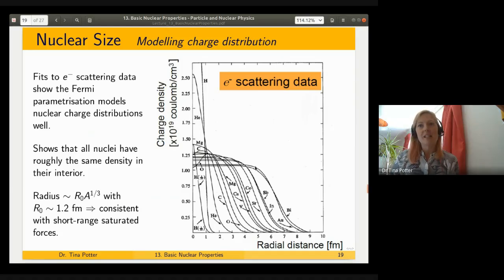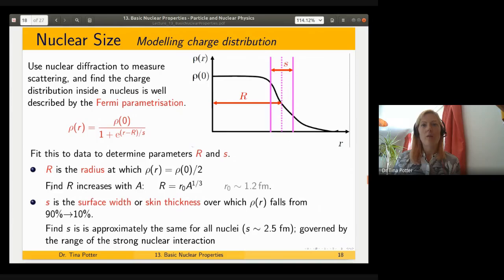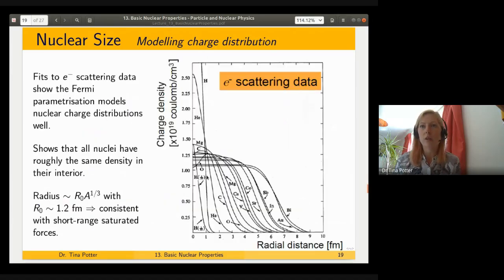And also their skin thicknesses, the drop off as the radius drops away, is all pretty much the same. These show almost the same parameterization here of about 2.5 femtometers, if you'd like to measure that for all of those. So we can infer then that we have some fixed radius here. So for example, we find that the radius is increasing with the number of nucleons, or the cube root of the number of nucleons here.